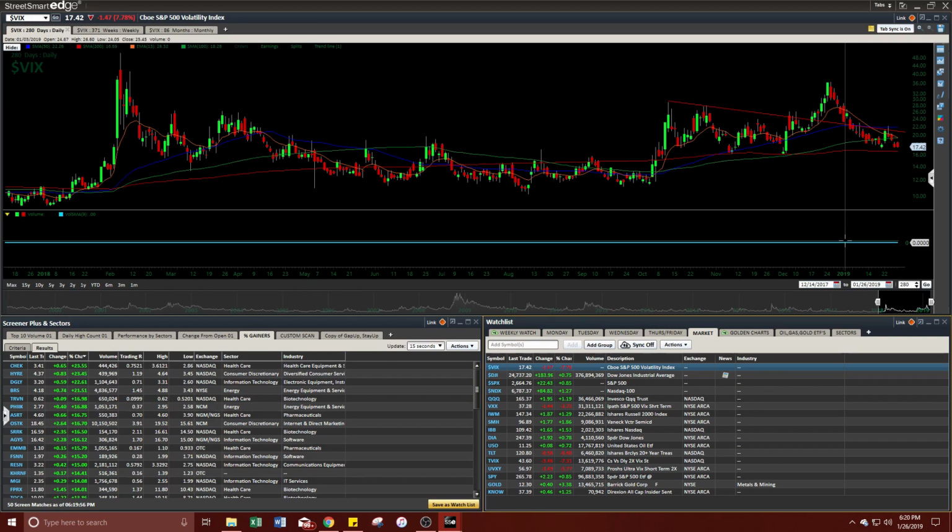What it really is, it's what they call the fear gauge. It's the volatility index. Whenever the VIX is above 20, the market is very, very volatile. And that's when they call it the fear gauge. When it goes above 20, that's when fear starts to get in, and the market gets very, very volatile, and you'll see these huge, huge swings.